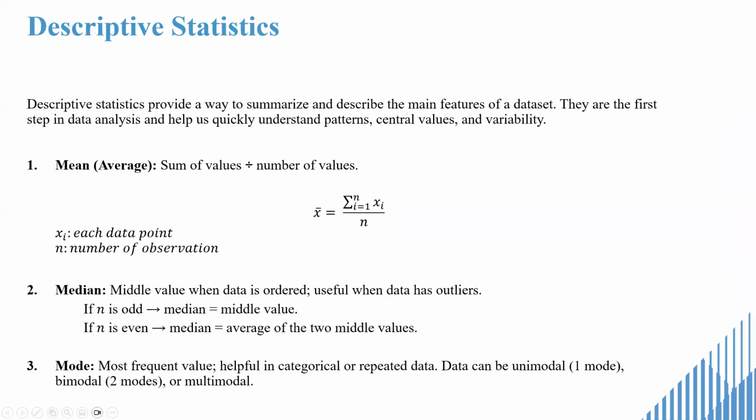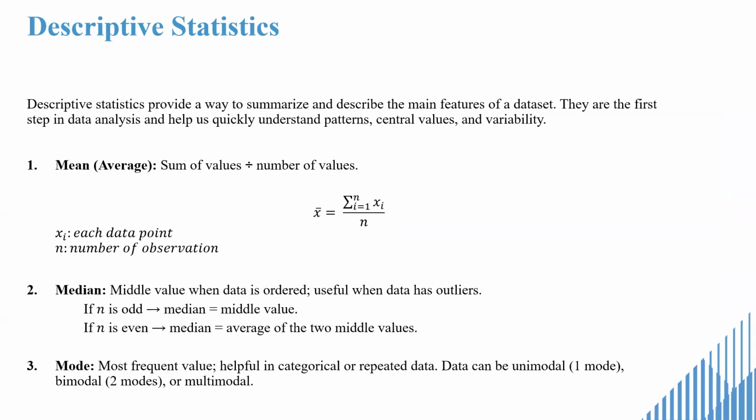So we have two types of statistics. One is descriptive and the other is inferential. First of all, descriptive statistics provides a way to summarize and describe the main features of a data set. They are the first step in data analysis and help us quickly understand patterns, central values, and variability.